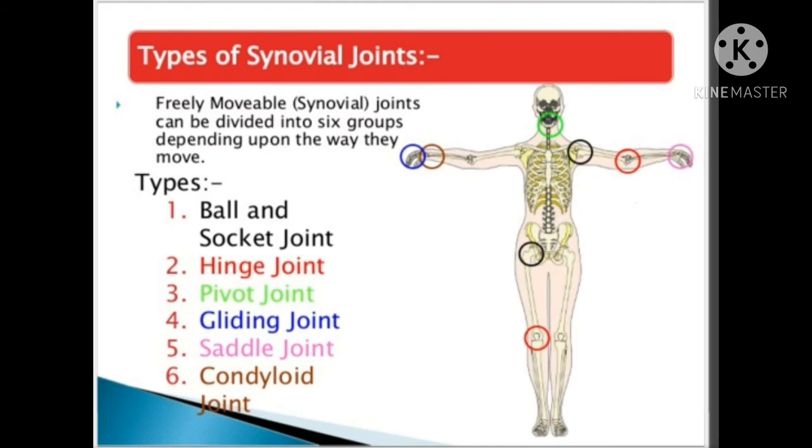For example, first, ball and socket, represented by black color. Second is hinge joint, represented by red color. Third is pivot joint, represented by green color. Fourth, gliding joint, represented by blue color. Fifth is saddle joint, represented by pink color. And sixth one is condyloid joint, represented by mustard yellow color.